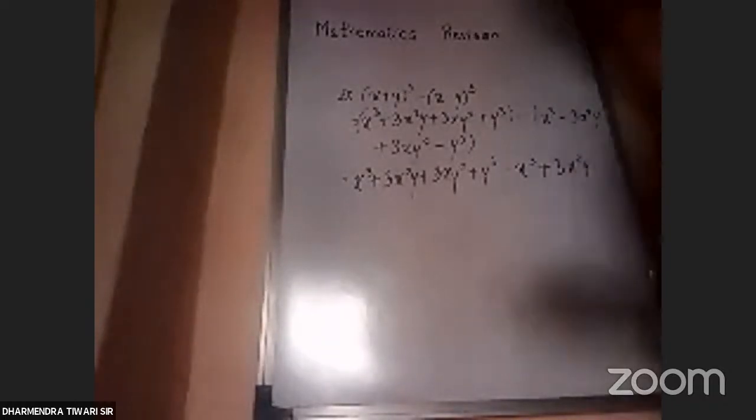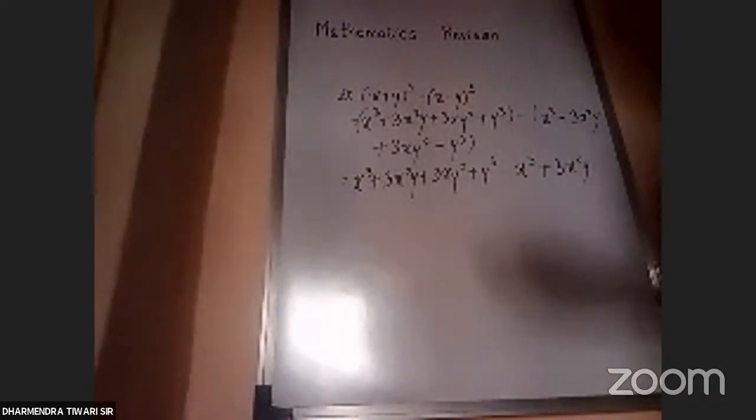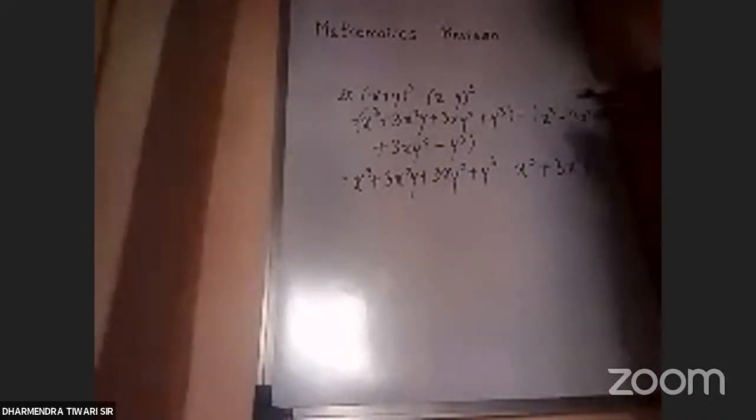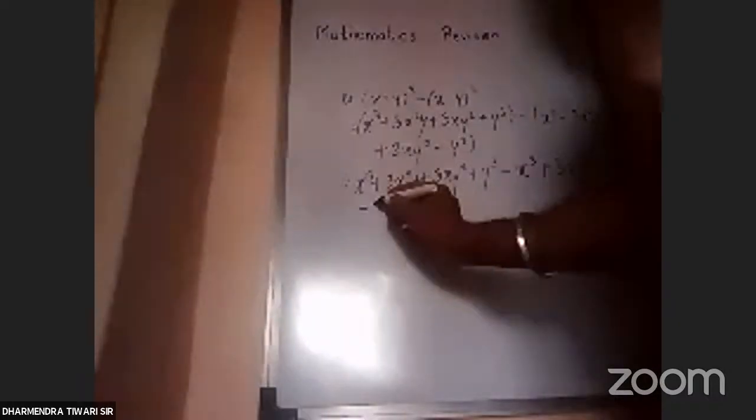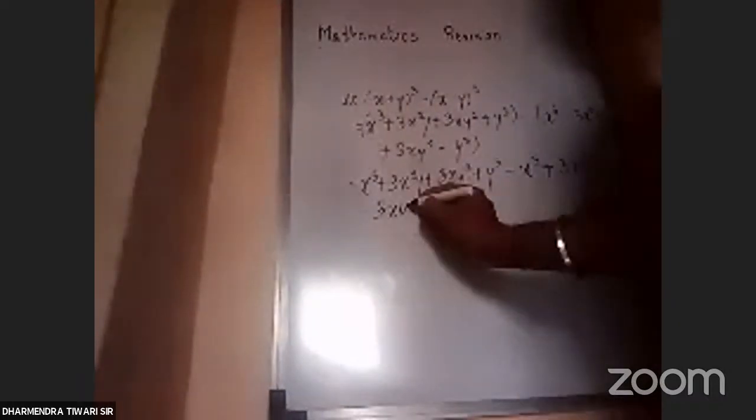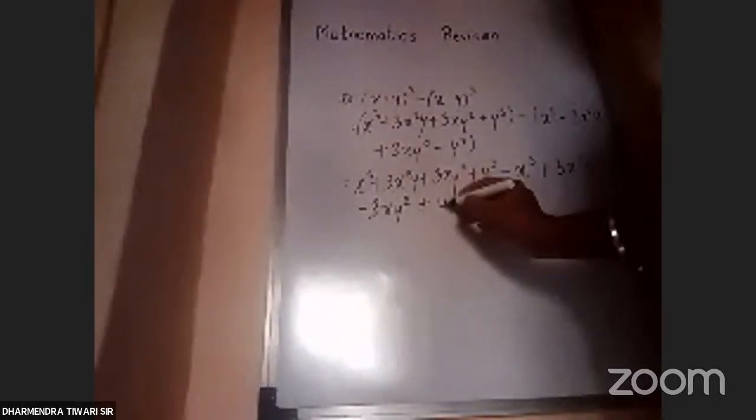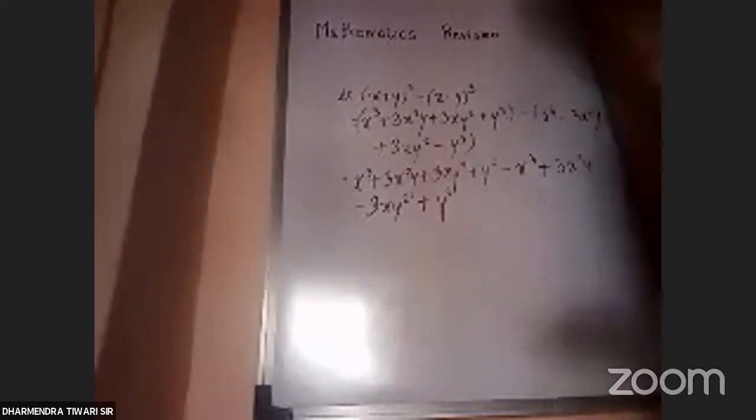3x square y, as per explanation. All signs will get converted to their opposite form. It was plus, got converted to minus. This minus will get converted to plus. This plus will get converted to minus 3xy square, and this minus will get converted to plus, so plus y cube. After opening a bracket.